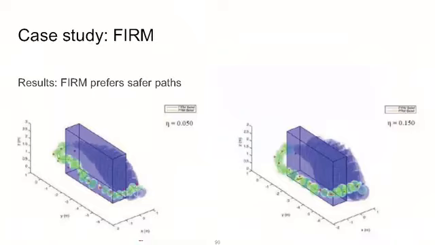Okay. The big takeaway is that FIRM prefers safer paths. We've got two images that look really similar. I'm going to talk about one and then show why they're slightly different. The test flight that we put this quadrotor under was we said we're going to start at this configuration, we're going to go to this configuration, and there's this big blue obstacle.